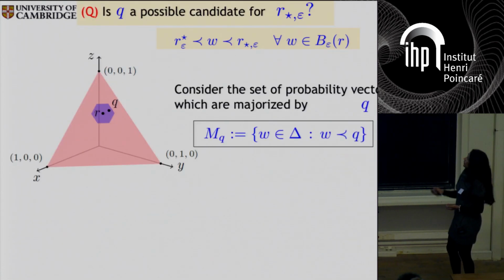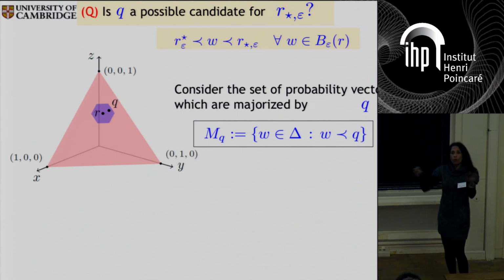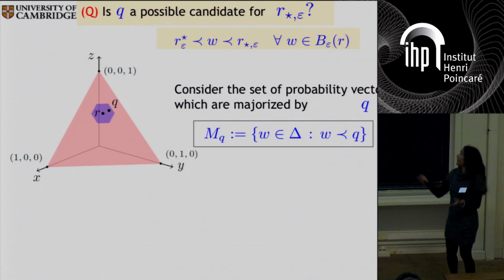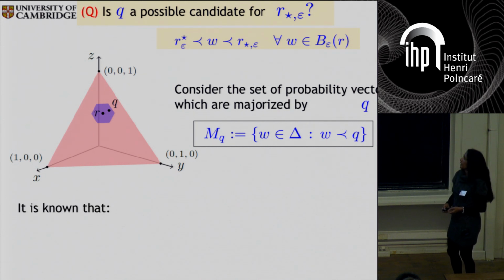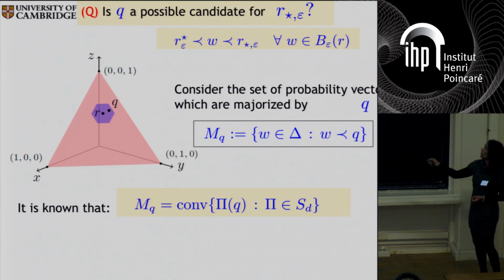So what do we do? Now let us consider for the point Q the set of probability vectors which are majorized by it, the set of all probability vectors in the probability simplex which are majorized by it. Now it is known from Birkhoff's theorem that M of Q is the convex hull of permutations of Q. So this is the symmetric group.